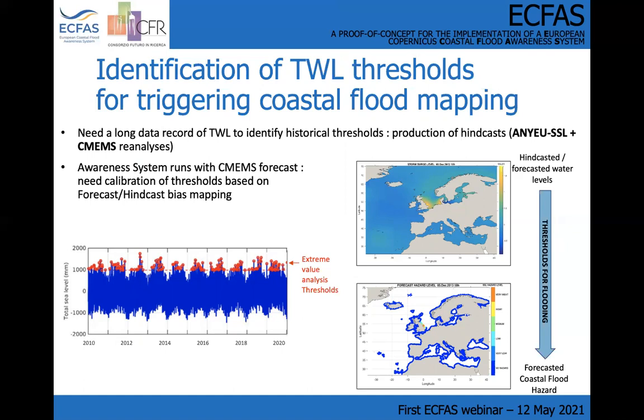From that hindcast, we will perform some extreme value analysis, as you can see on the lower left plot, to identify thresholds. But also, as the awareness system in ECFAS is running with CMEMS forecast, we also need to calibrate the thresholds that are identified from the hindcast to the forecast system, because the hindcast and forecast systems are not exactly the same. And we need to apply some bias mapping between the two of them, so that the thresholds identified with the hindcast can be applied to the forecasted total water level.